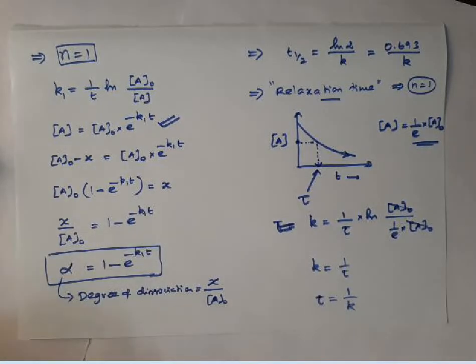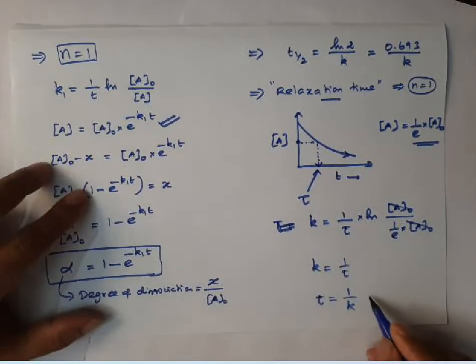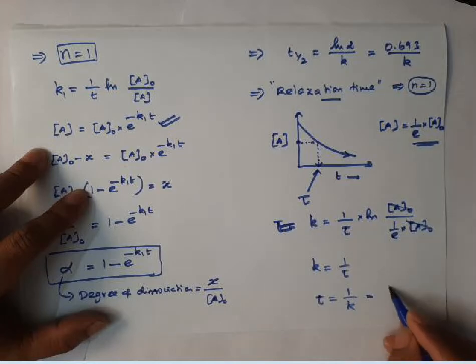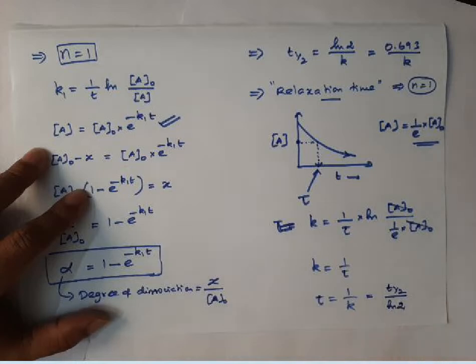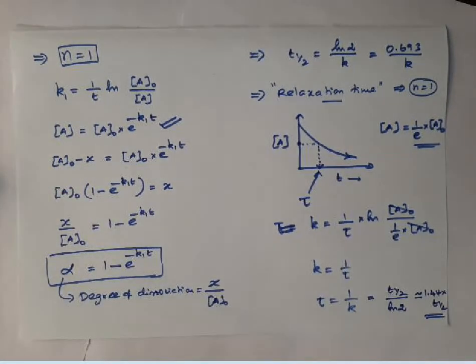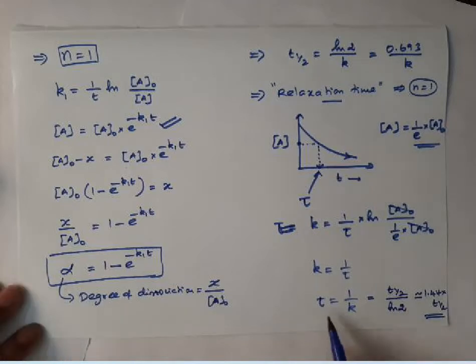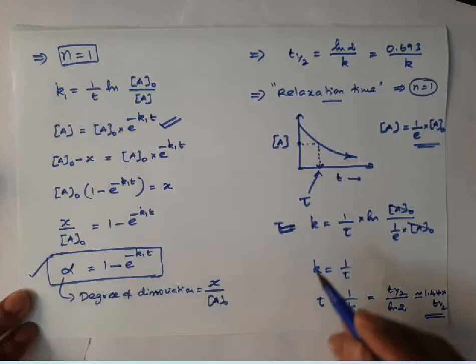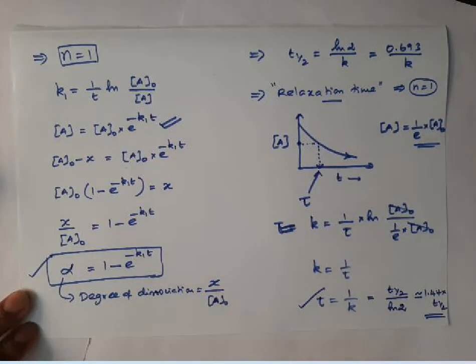And you know very well for first order K is equal to ln 2 by t half. So if in the place of K I put ln 2 by t half, t half will go to the numerator, so it is equal to t half by ln 2. This is the expression, which is roughly equal to 1.44 times t half. This is another important relation, keep this in mind. That is what we call relaxation time. So now I have introduced two terms, degree of dissociation and relaxation time, in first order reaction.